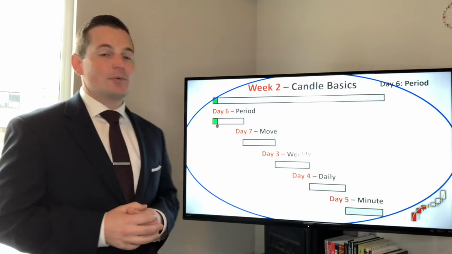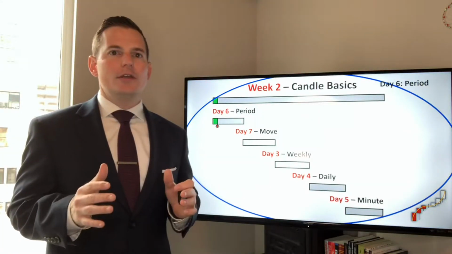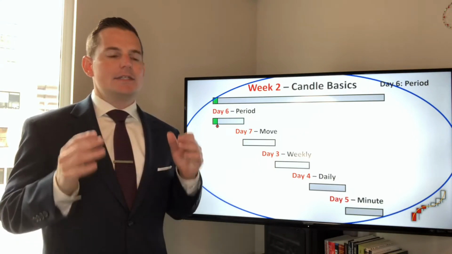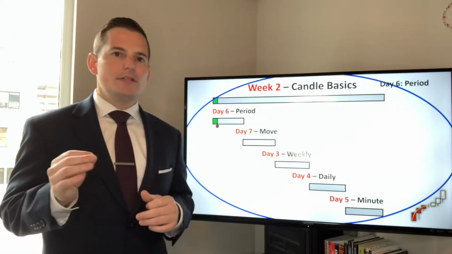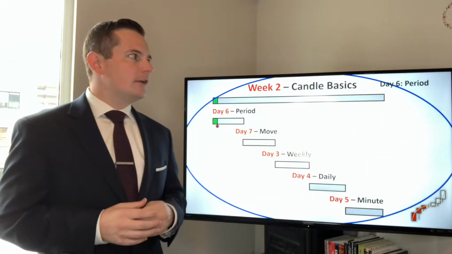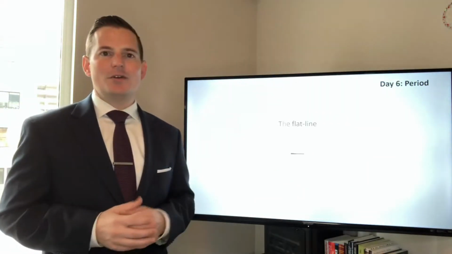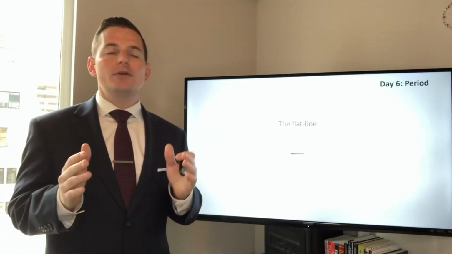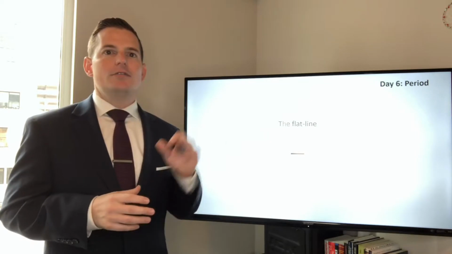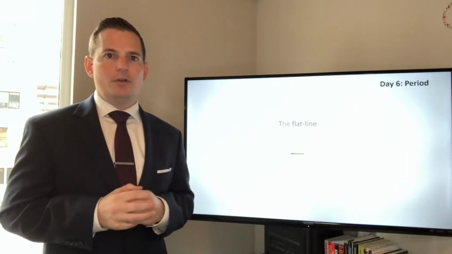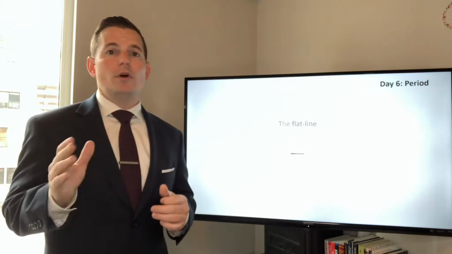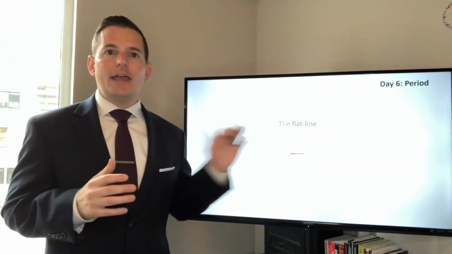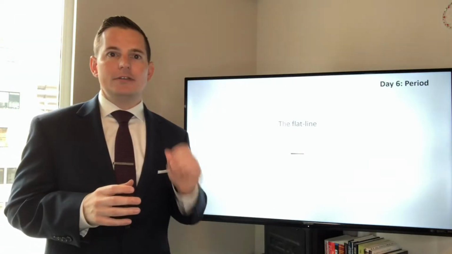So day 6, we're going to talk all about the period, okay? This is a really important concept today, and it's not that complicated. It's pretty simple, but we need to talk about it just so we're all on the same page, okay? So each candlestick is representative of a period in time, okay? There's a beginning of the period and an end of the period. It can be 1 minute, it can be 1 day, it can be 1 month, okay? So you have to understand that that candlestick is representing a period in time.